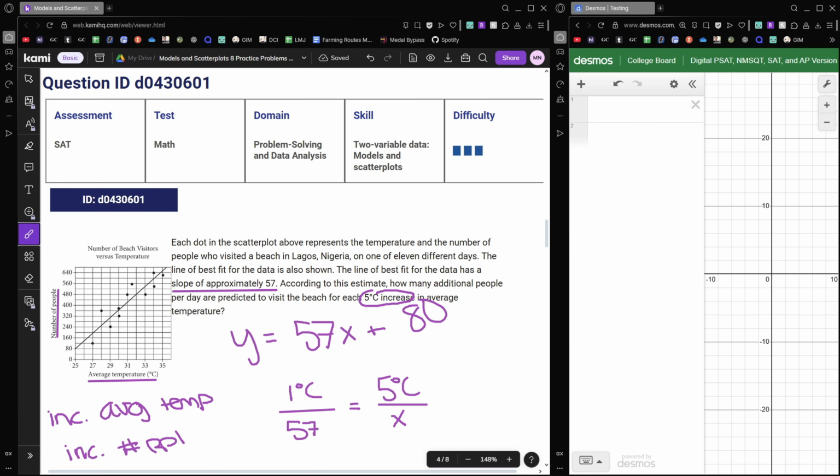Now you can do that by cross multiplying, or you can notice that to go from 1 to 5, you'll multiply by 5. So you do the same on the bottom, multiply by 5. So to get our answer, we would just do 57 times 5. And 57 times 5 is 285, so that means our answer will be 285.